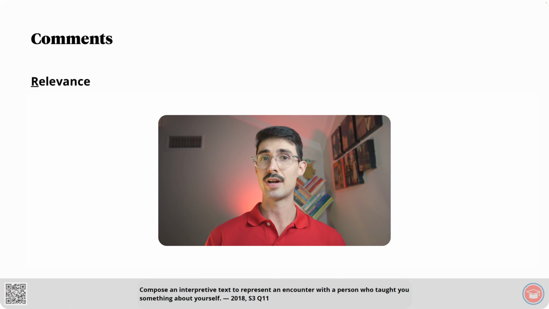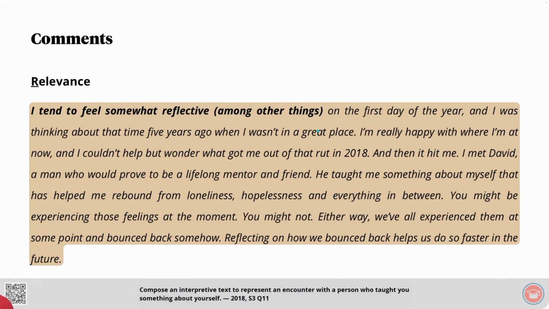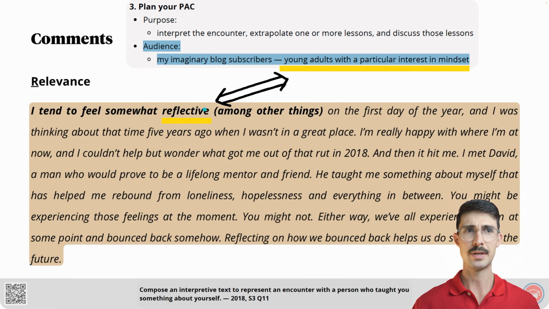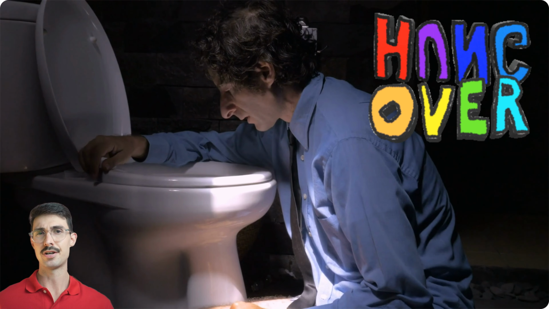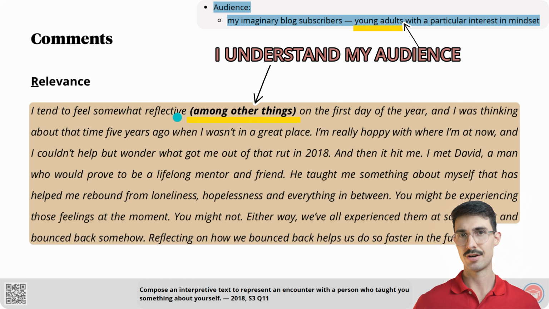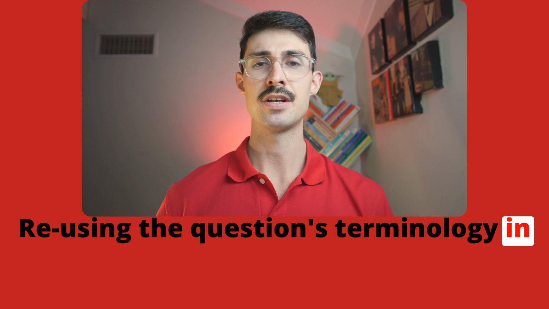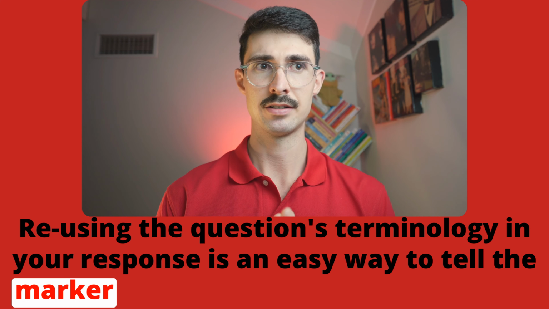Next up, we've got the relevant section. "I tend to feel somewhat reflective, among other things." In my plan, I said my audience is young adults, particularly those with an interest in mindset. Feeling reflective and this topic of mindset go hand in hand. Most young adults are very hungover on New Year's Day, so my allusion to that fact through the use of "among other things" is a way of telling the marker I understand my audience. Also note the use of the words "he taught me something about myself" in this part of the relevance, and the words "a person who taught you something about yourself" in this part of the question. Reusing the question's terminology in your response is an easy way to tell the marker you're answering the question.